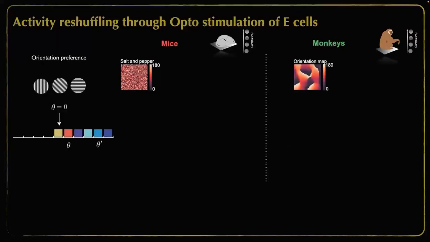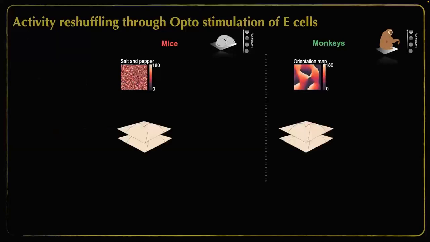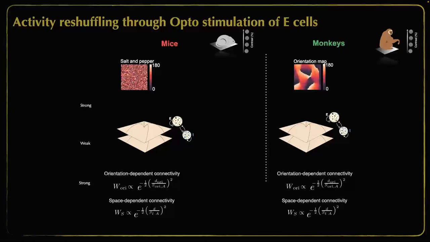And just to clarify, these different dots are the orientation preference of each cell. In the mouse, this is a salt and pepper arrangement, whereas in the monkey, it has this map that many people have characterized across decades. And so we had two layers. I am not going to look at interneurons here because we only have information about the excitatory population, so we only have one inhibitory population. And basically the way this model is built is that, as measured in cortex, the connectivity between two cells is weaker the further away you are in space and in feature preference. And so this is all what this means.